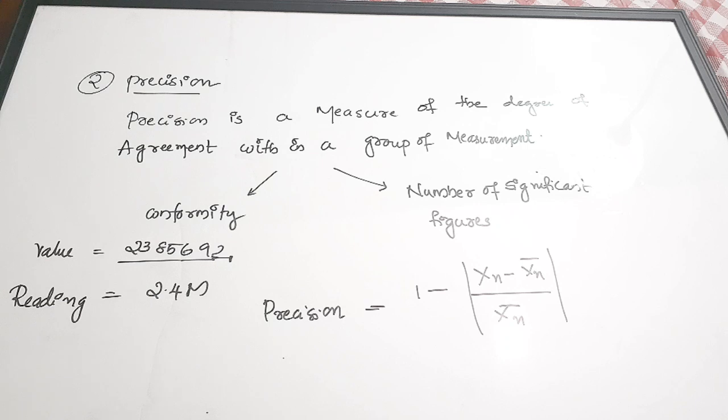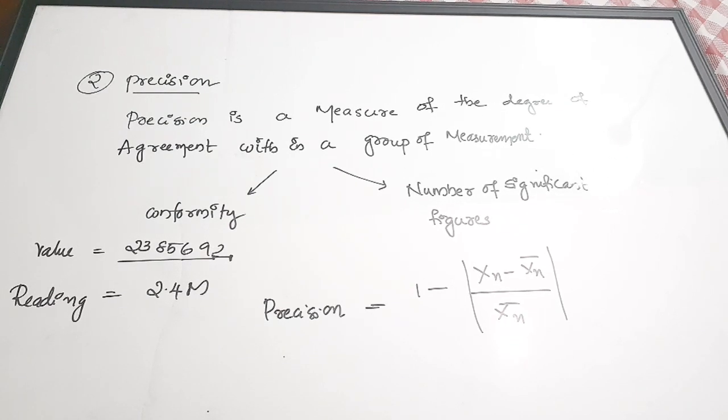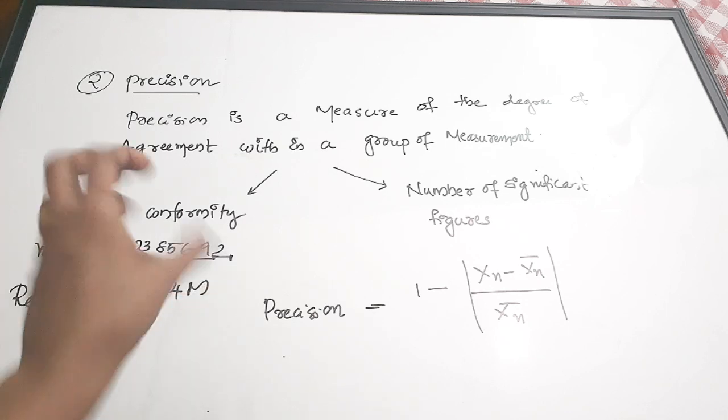As a definition, precision is the measure of the degree of agreement within a group of measurements. You don't need to memorize these statements, but just know that precision is a range, or how precisely we can make the measurement. Now we can classify precision into two types. One is conformity, because due to the absence of this scale, we are not able to measure the exact value. So that is one precision error.